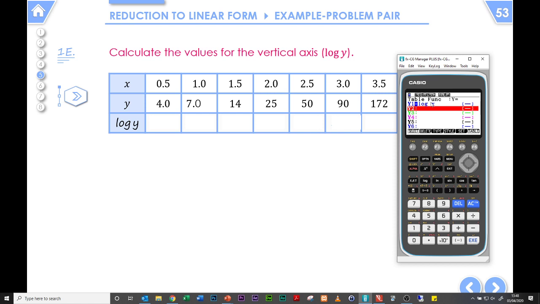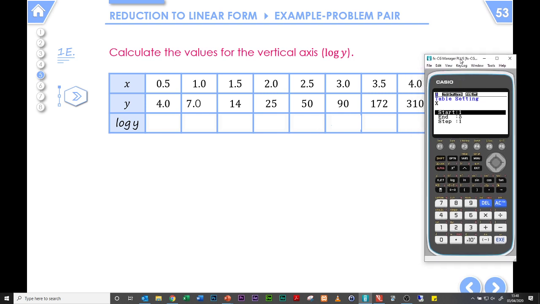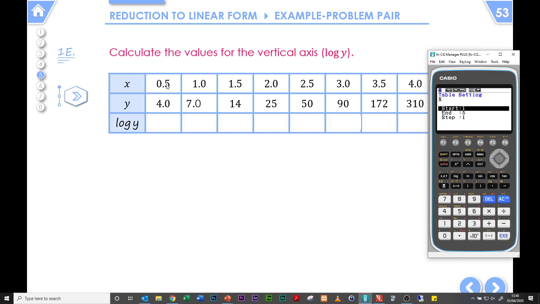So we've put log x in this first column here. If you've got anything in these just by chance, you can delete them. Then next we're going to go into set, which is F5, and we're going to set up the x values. Start and end values will be the first value and the last value in our table. So the start value is 0.5 and the end value is 4.0, or just 4. The step bit tells you how much you want to go up in each jump, and we are going up in 0.5s each time here, so I'm going to put the step in as 0.5 and then press equals twice.